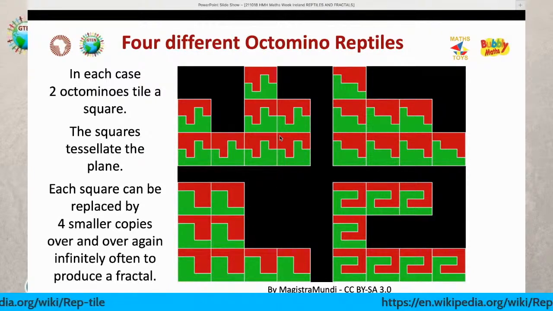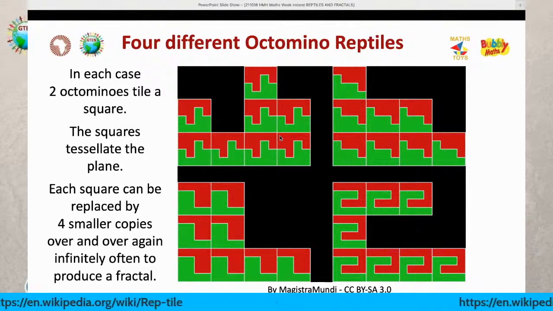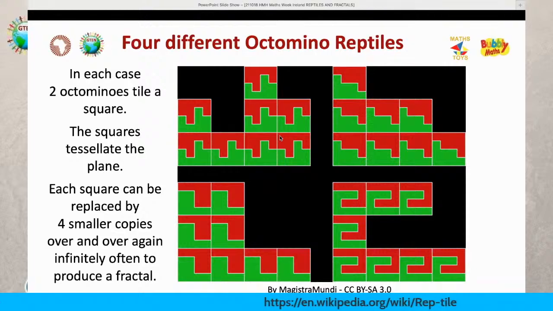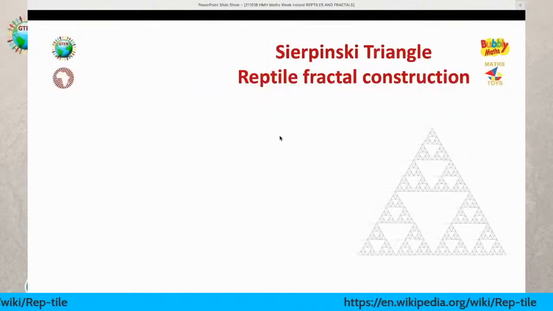Now, each square can be replaced by four smaller copies over and over again, infinitely often, to produce a fractal. So again, we've got more reptiles here, and this time octominoes. There are so many different possibilities here, you can have endless fun with it.